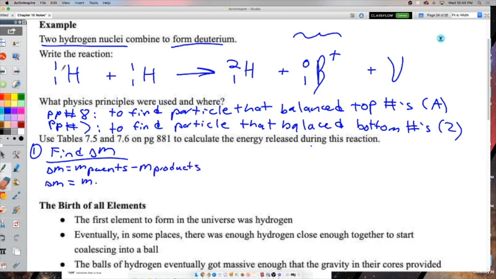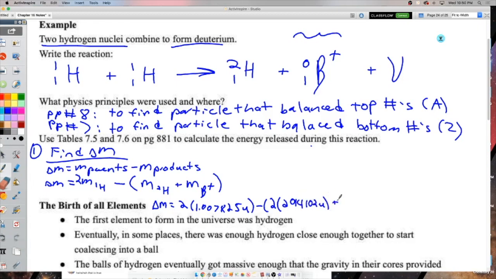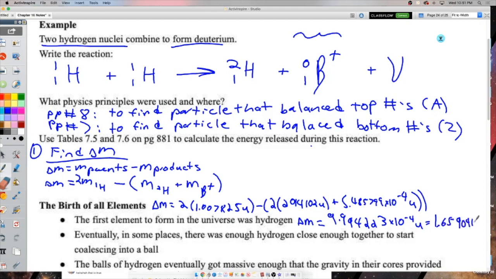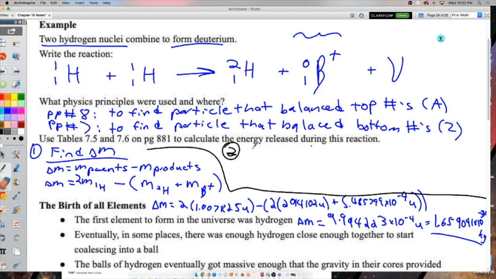So our parents are 2 hydrogen 1s. Our products are a deuterium and a beta positive. And using the values on page 881, just plugging in. Okay, and in atomic mass units, I got, and then converting that to kilograms, I got, okay. So now I know the difference in mass. Where did that mass go? Well, it was converted to energy, related by Einstein's equation.